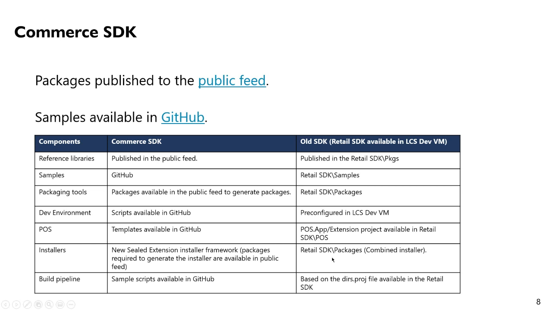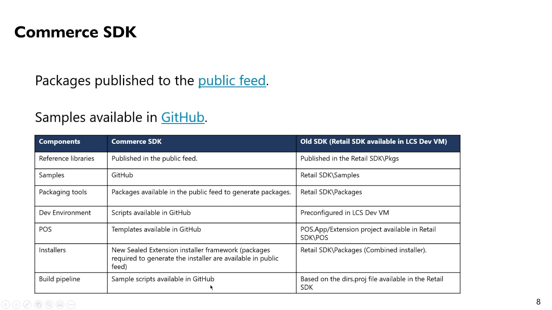Again, previously it was tightly coupled with the MSBuild build process, where there is a DRS project file, and internally it calls the packaging project to generate the packages. Now it's all separated out, so you can create your own project and then reference which POS project or scale unit project you want to create the installer for. By consuming the right installer package, it will generate the installer for you.